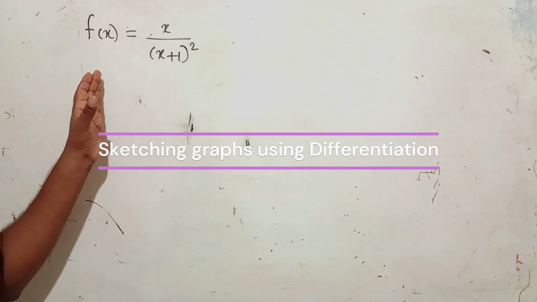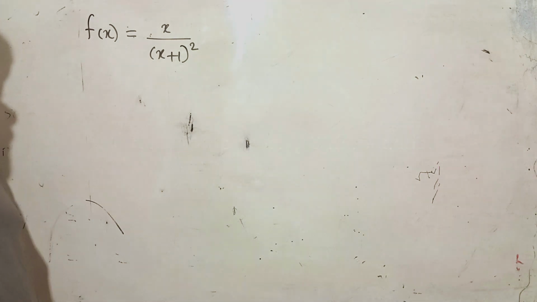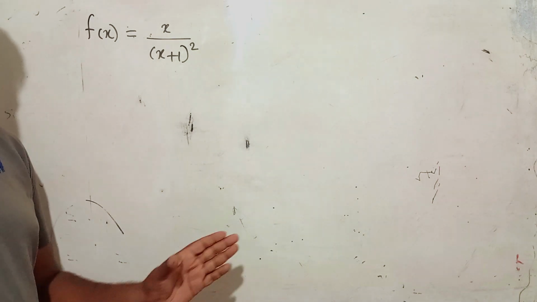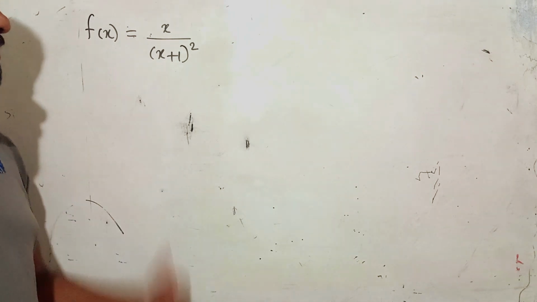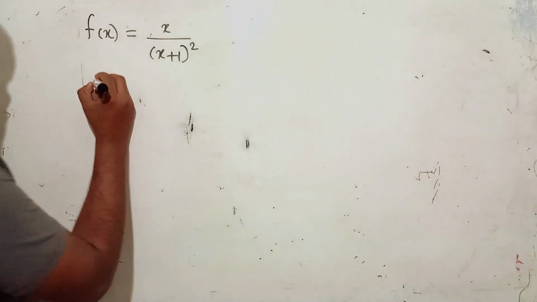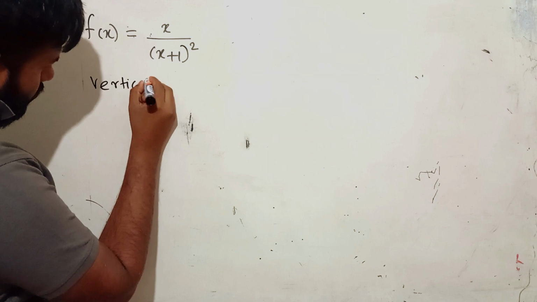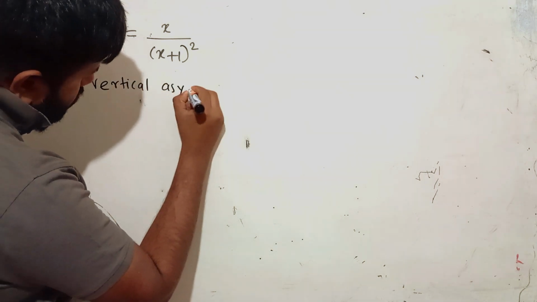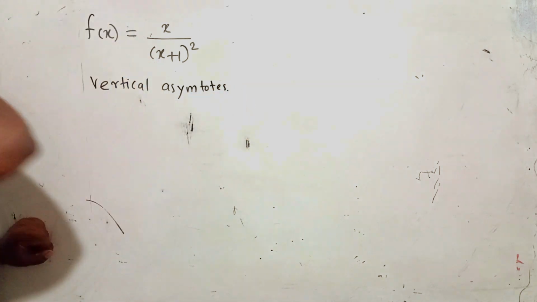How to draw this function. Alright. So in order to draw this function, first of all we have to find what vertical asymptotes this particular function has. So first of all you have to find the vertical asymptotes. So what are the vertical asymptotes?